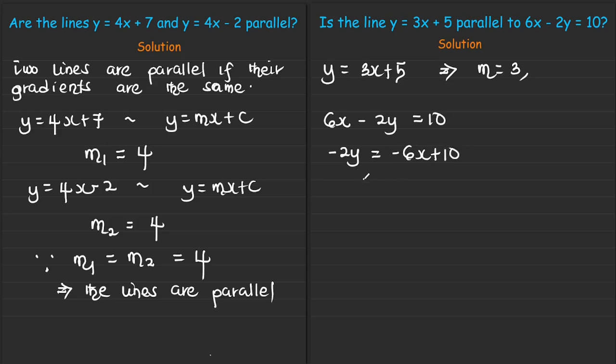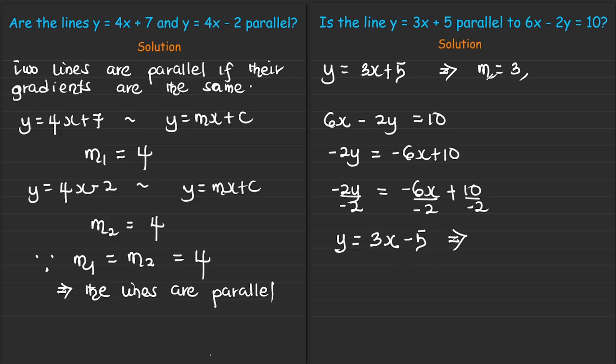Now, since it is y we want, we are going to divide each and every term by negative 2. So we divide negative 6x by negative 2 and also divide the 10 by negative 2. Simplifying, the negative 2 cancels out the negative 2 so that we have y on its own. Negative 6 divided by negative 2 gives us 3, so we have 3x. Then 10 divided by negative 2 gives us negative 5.